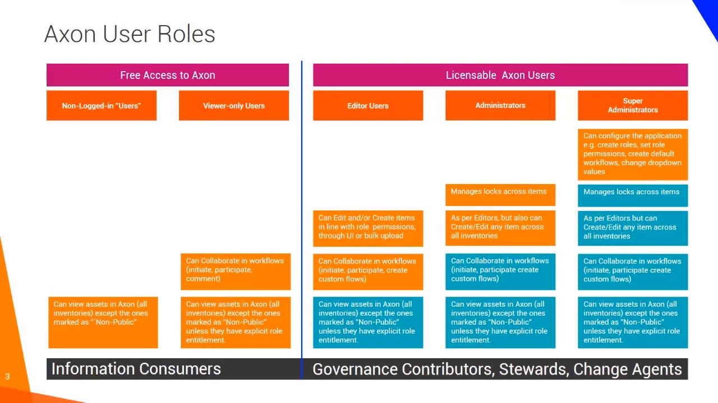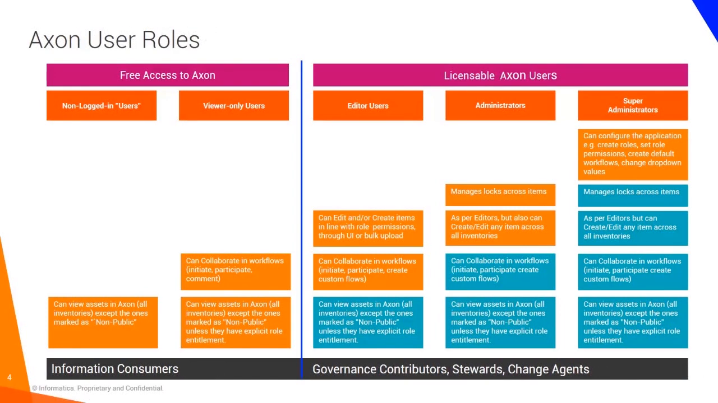Then we have the licensable Axon users, the governance contributors, the stewards and change agents. The objects that they can see, create or edit and the functions that they can perform are all managed through roles and permissions in Axon. In this demonstration, we will take a look at Axon permissions and user roles.